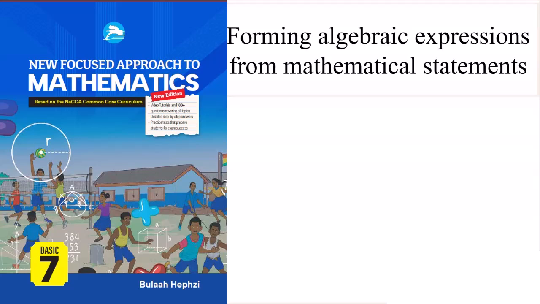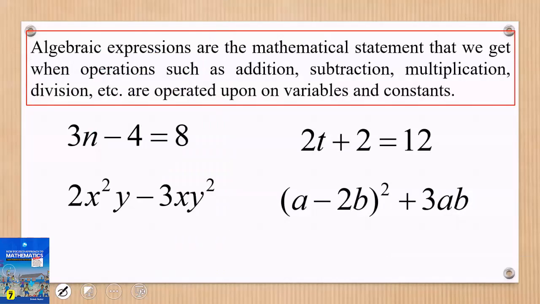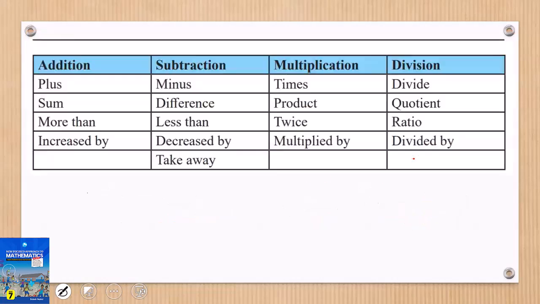Remember this is the revised edition, and in this video you want to learn how to form algebraic expressions from mathematical statements. So we have a mathematical statement, then we create an algebraic expression from it. Remember we said from the beginning that algebraic expressions are mathematical statements we get when operations such as addition, subtraction, multiplication, and division are operated upon variables and constants. We use variables to represent numbers in mathematical statements. So all these are examples of algebraic statements or expressions.